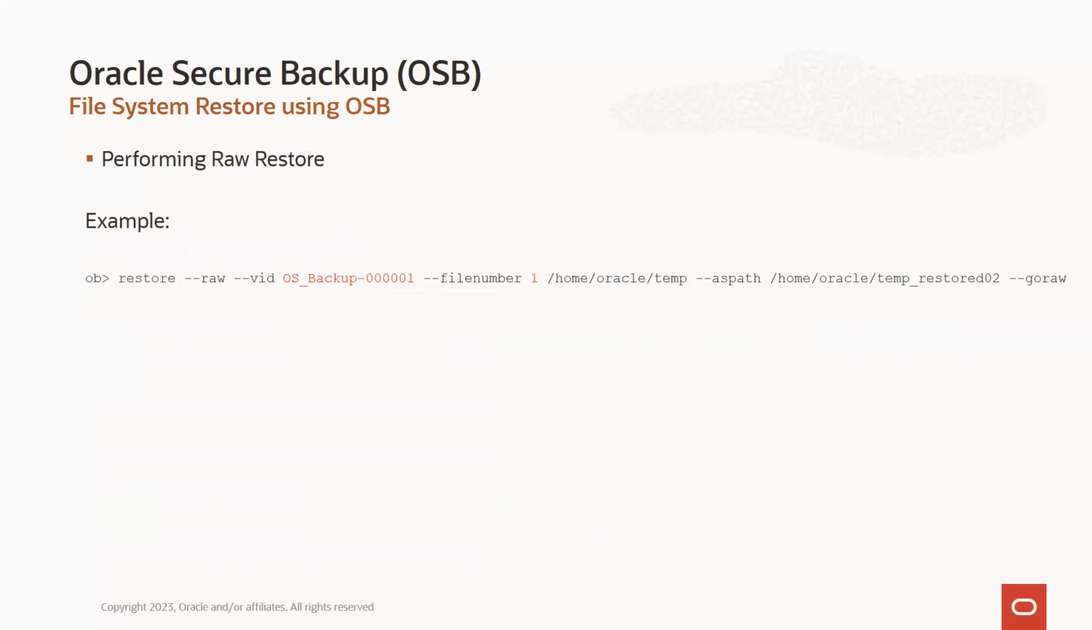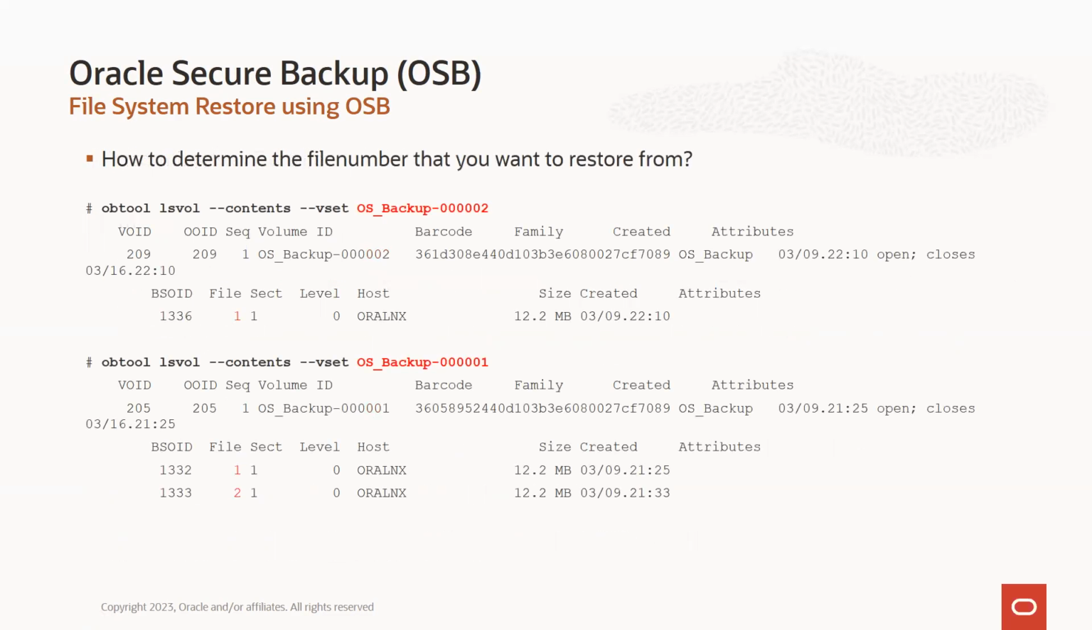To perform the raw restore, you need to provide the tape volume ID and the file number of the backup image you want to restore. To determine the file number, you can run the obtool lsvol with the --contents option. In this example here, you know that you want to restore the file from this particular tape volume, and this tape volume contains only one backup image, which is file number 1, and this is the date and time when the backup was created.